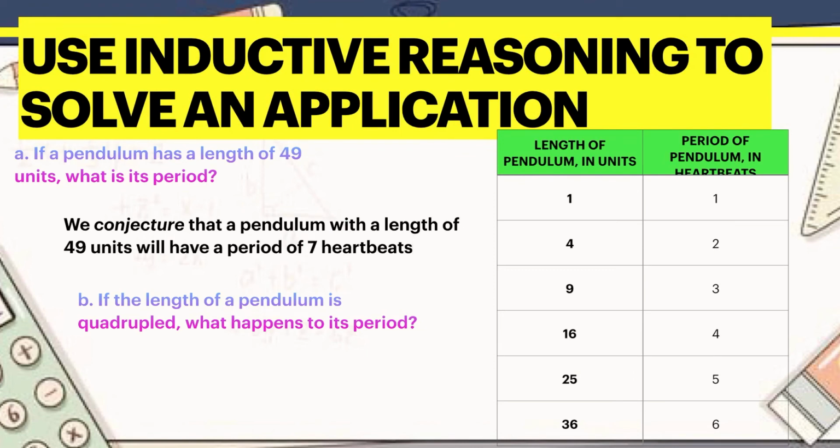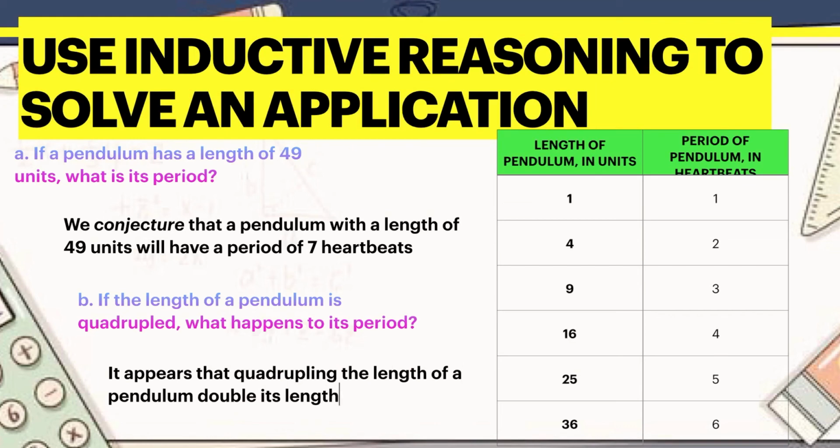Next, in letter B, we need to know what happens to the period when the length of a pendulum is quadrupled. In the table, a pendulum with a length of 4 units has a period that is twice that of a pendulum with a length of 1 unit. A pendulum with a length of 16 units has a period that is twice that of a pendulum with a length of 4 units. So it appears that quadrupling the length of a pendulum doubles its period. That is what happens. It just doubles its period.